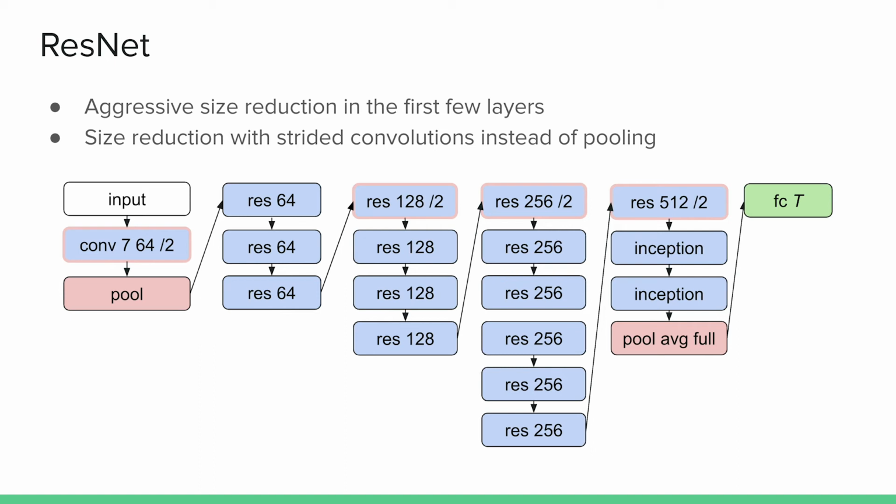What they're doing is quite interesting here. I've told you before that you can use pooling to reduce the image size, but you can also use a convolution with strides. So what they've done here is exactly this idea. They're using strided convolutions instead of pooling. And again, global average pooling at the end.